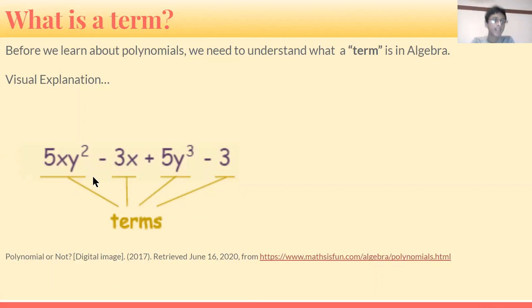Okay, so we can see that our terms in this polynomial over here, we have 5xy squared, so that's one term. We have negative 3x, that's our second term. We have plus 5y cubed, that's our third term. And even this negative 3 at the end, that counts as a term. Okay, so we have 4 terms in our full polynomial over here.